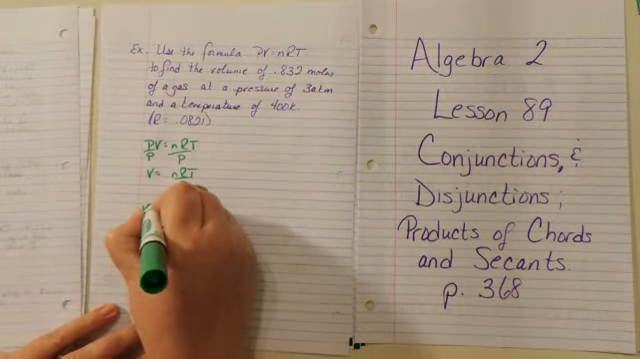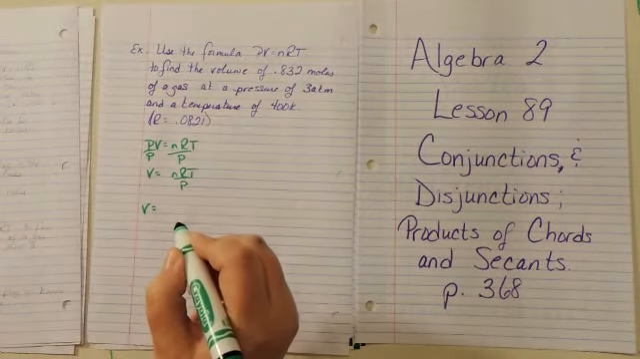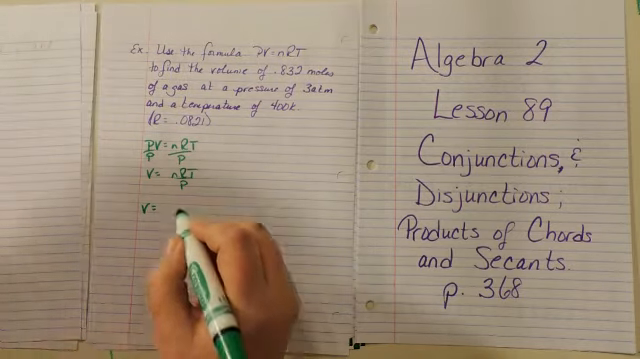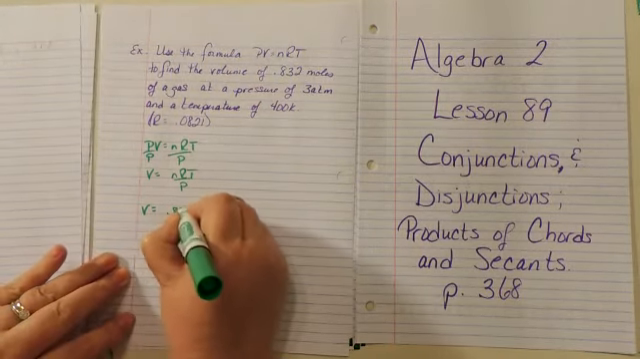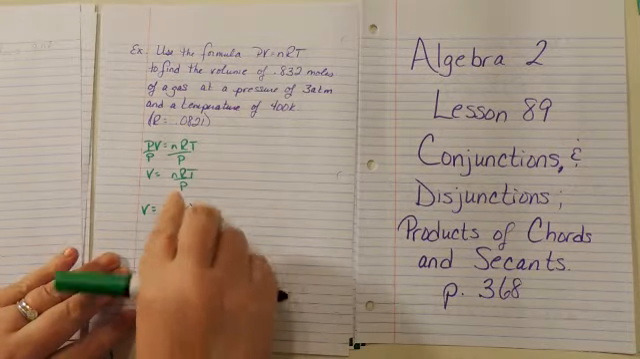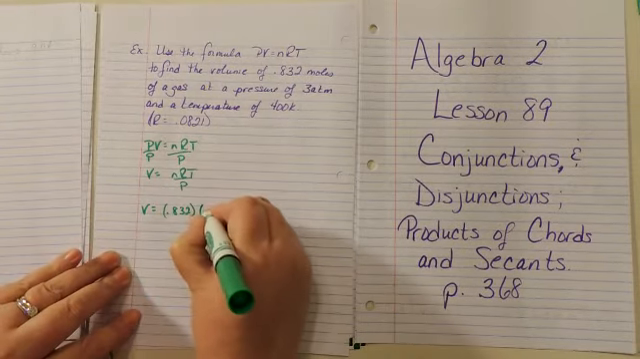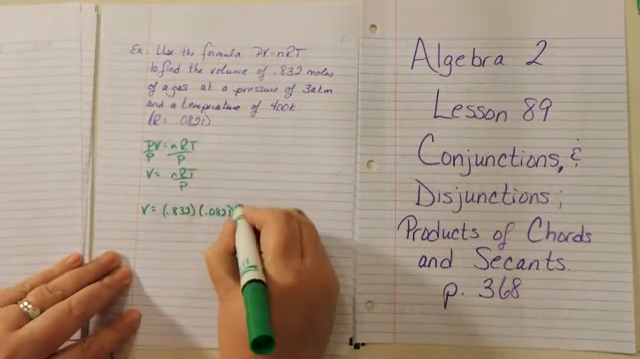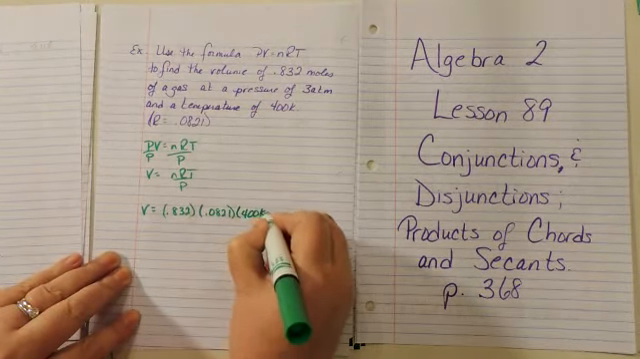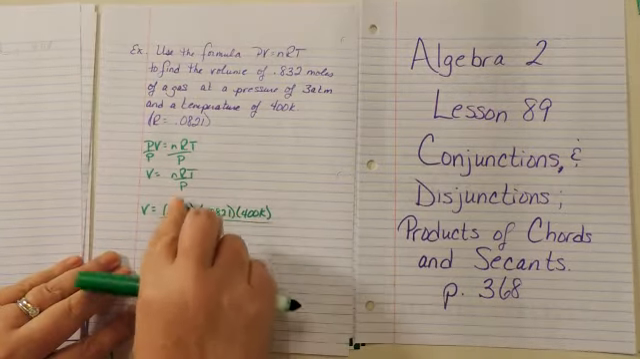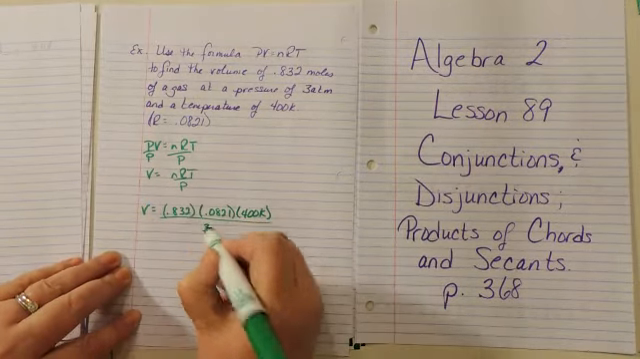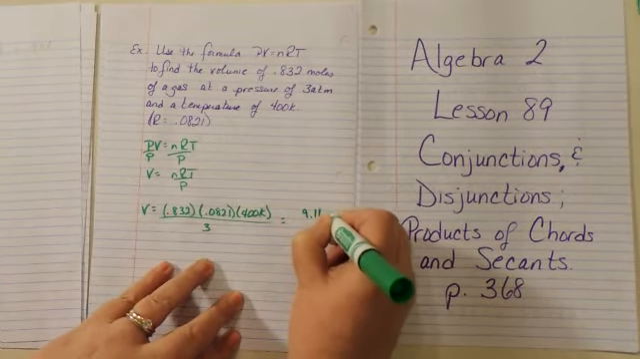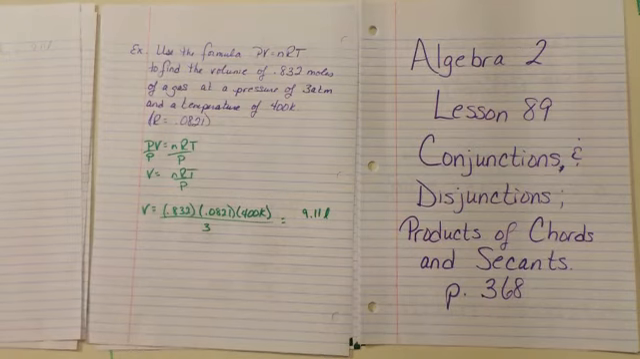We've got volume equals the number of moles, 0.832. R is our constant, 0.0821. The temperature is 400 Kelvin, all divided by the pressure, which is 3. The answer to this mess is 9.11 liters, and that's your answer.